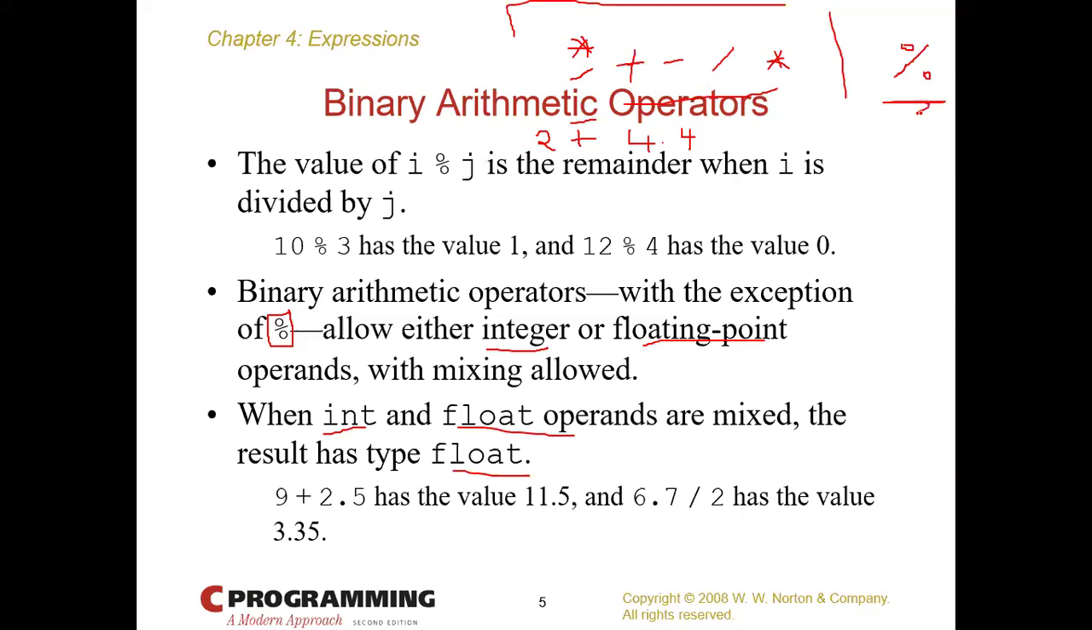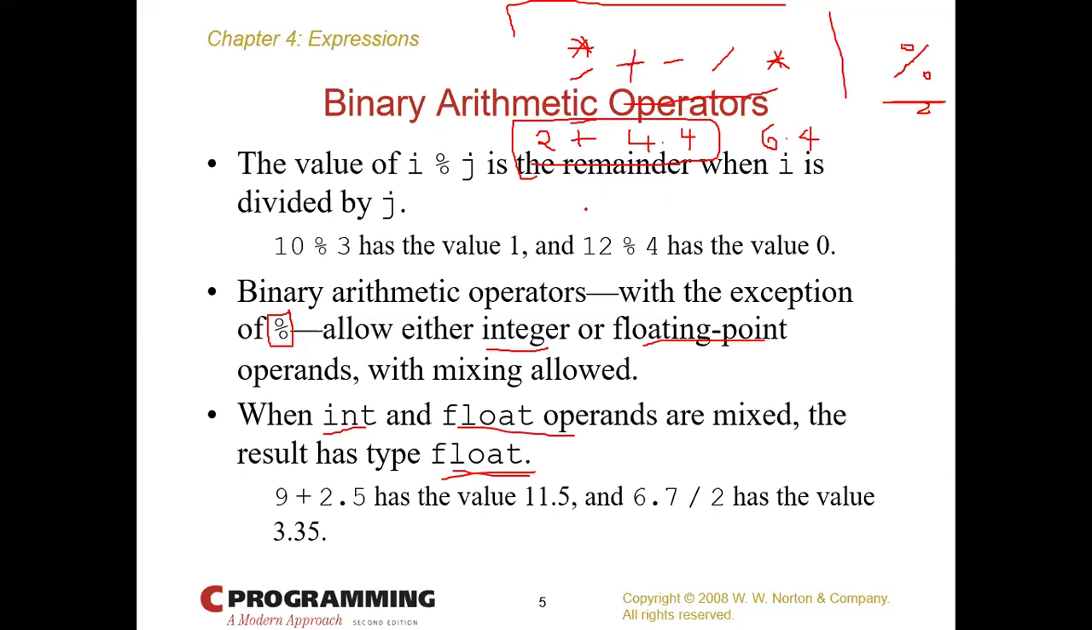But with this guy, you cannot have floating point. The only operand to the remainder operator is integer. All right, when integer and float operands are mixed, the result has type float. All right, so in this situation, when we had 2 plus 4.4, the result is going to be 6.4. This is a very important concept in programming.